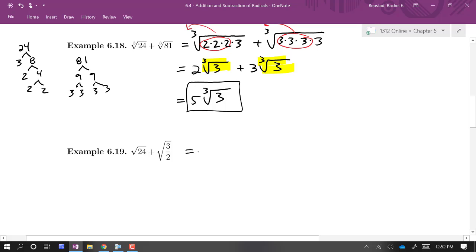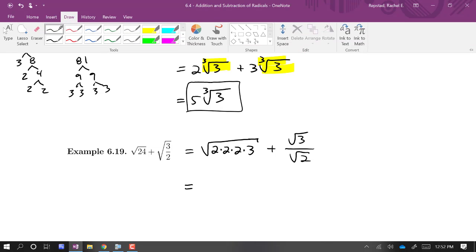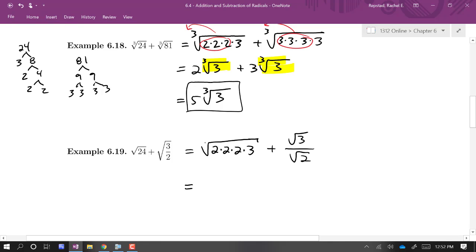Okay, in this next example, we always begin with simplifying. So the square root of 24, we already factored that. We know that it's 2 times 2 times 2 times 3. The square root of 3 halves, I'm going to split that up as root 3 over root 2. Now let's continue working with this first radical. It's a square root this time, not a cube root, so it's the pair of 2s I'm going to take out. And then what's left inside is 2 times 3, or 6.